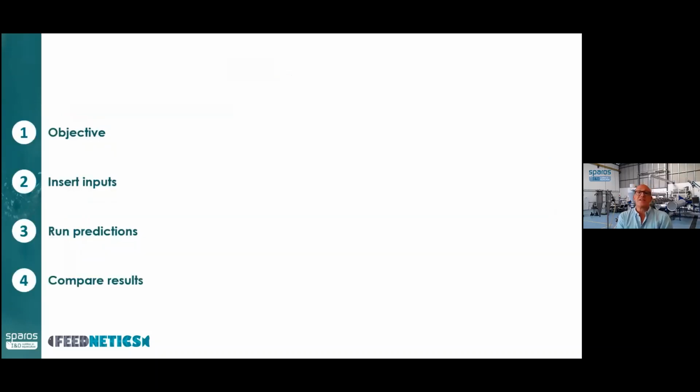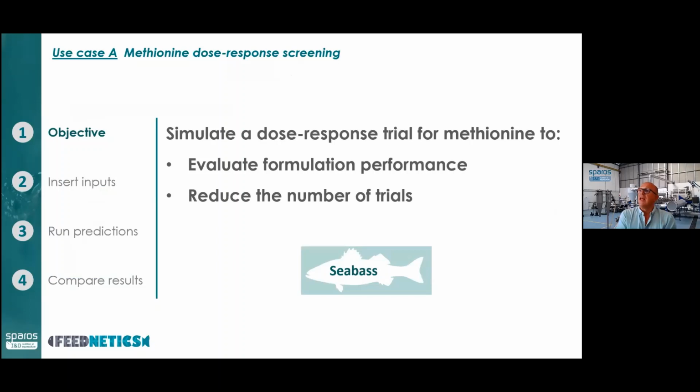The 3 use cases will have a common structure. I will start by defining an objective, then insert the inputs, then explain how we run the predictions, and then compare the results. This is basically the same structure that you will have to use when you are using FEEDNETICS, and you will recognize it's a common structure for people working in research as well. So it will not be particularly new to you.